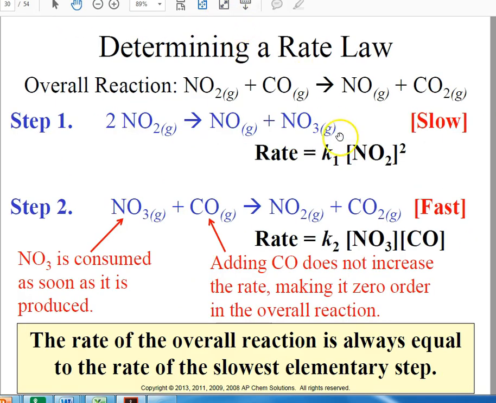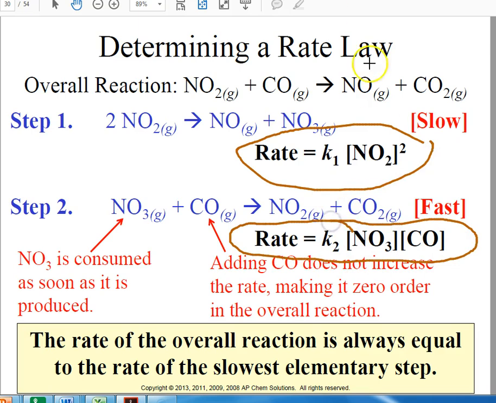Alright, so far we know that this is the rate for step 1, and this is the rate for step 2. And now they're telling us that step 1 is slow, and step 2 is fast. So in step 1, you are slowly making these products. And as you make the NO3, step 2 is fast. So as soon as you make that NO3, it gets used up in step 3. It is an intermediate, right?